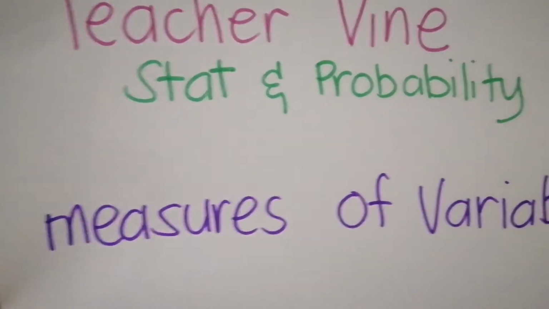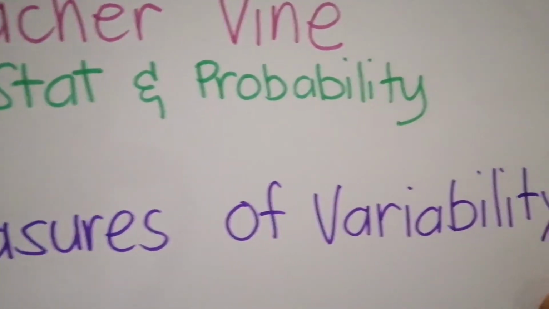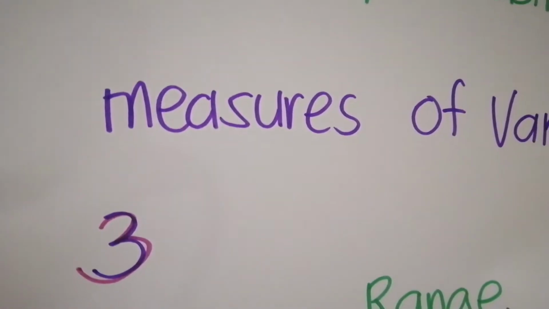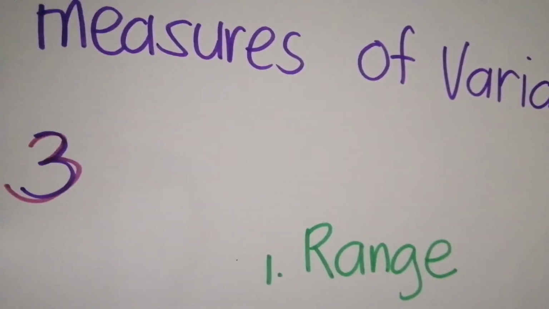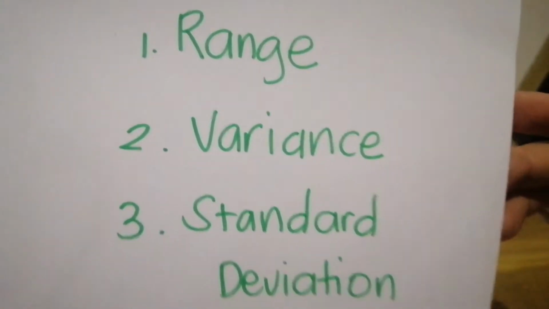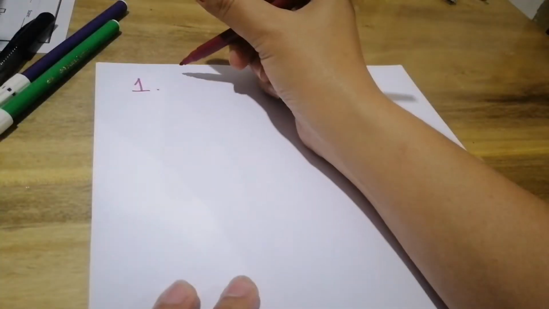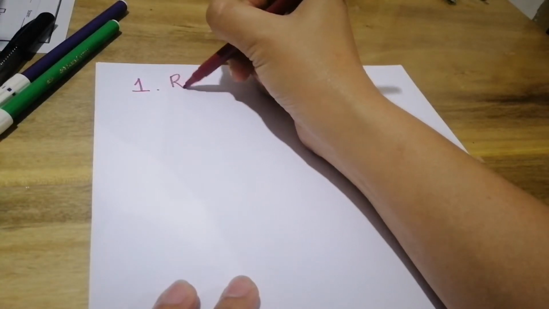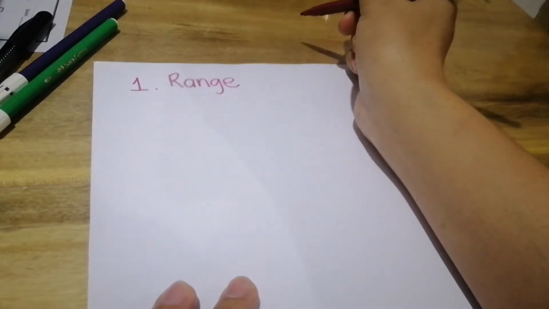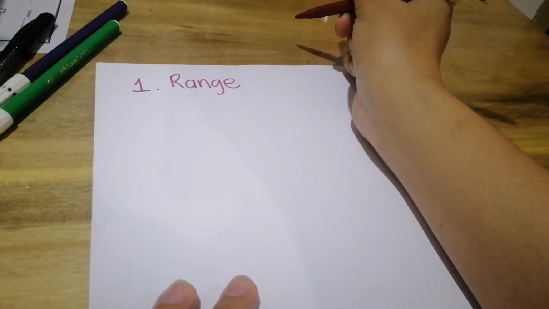LAS 6 will be all about measures of variability, and there are 3 measures of variability. Number 1 is the range, number 2 is the variance, and number 3 is the standard deviation. Let's start with the first measure of variability, which is the simplest, and it is called the range. The range is the simplest because it is the difference between the highest value and the lowest value.